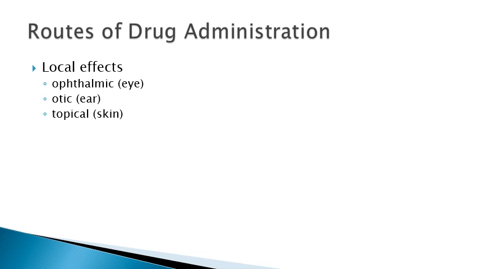And then there's some other applications. Again, we look at local effects. So just so you're aware, you have your ophthalmic for the eye. So many issues involving the eye, for instance, there's antibiotic medications. For instance, people that have bacterial conjunctivitis, there'll be an ophthalmic administration. Otic is in the ear, and then topical is anything administered through the skin.